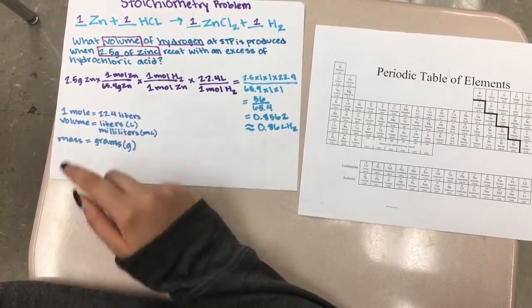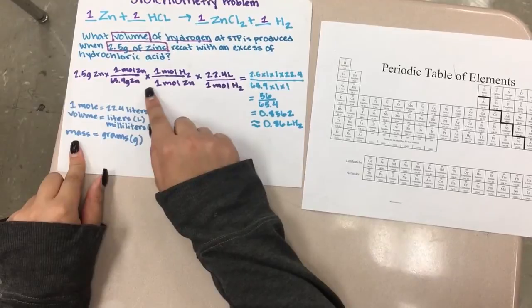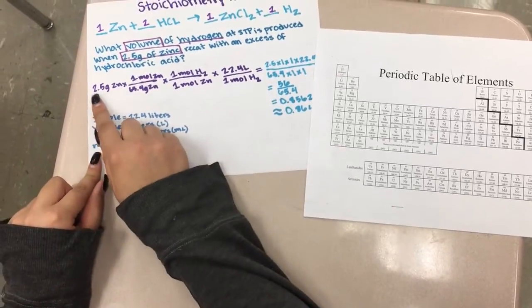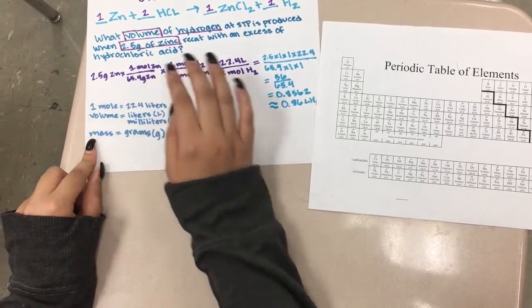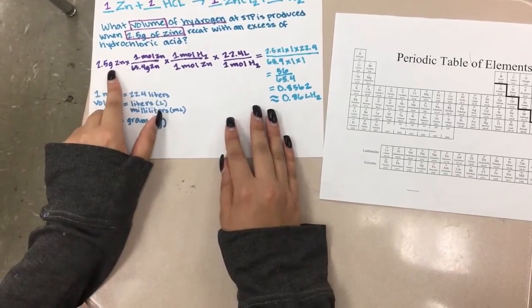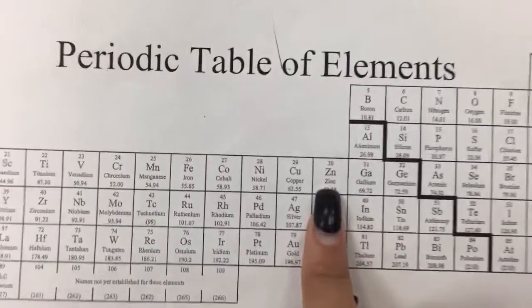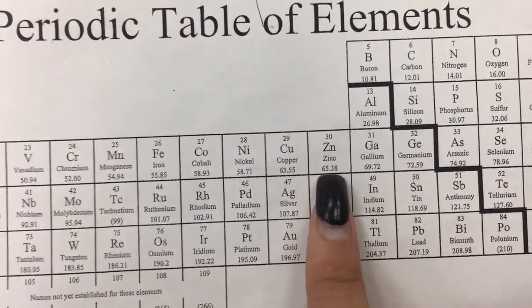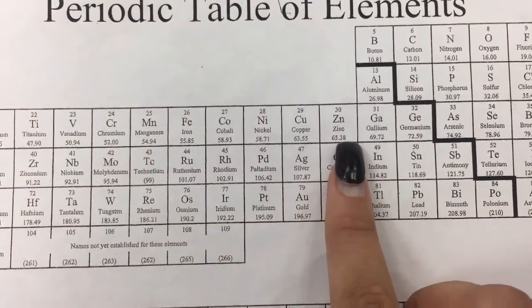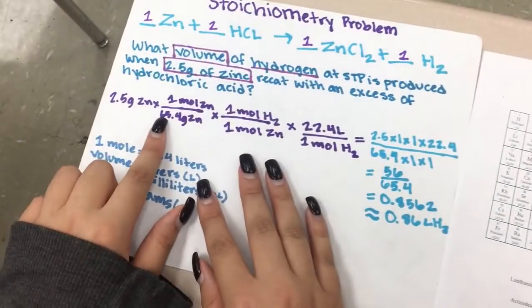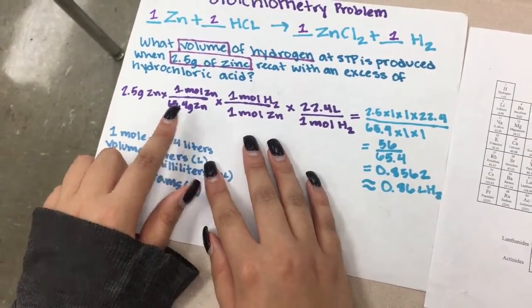The next step is to build our stoichiometry problem. First, we write 2.5 grams of zinc. Next, we look for the gram of zinc. So we have to look in the periodic table, which is right here, and it's 65.38. You could also round it off, and I would make it 65.4.